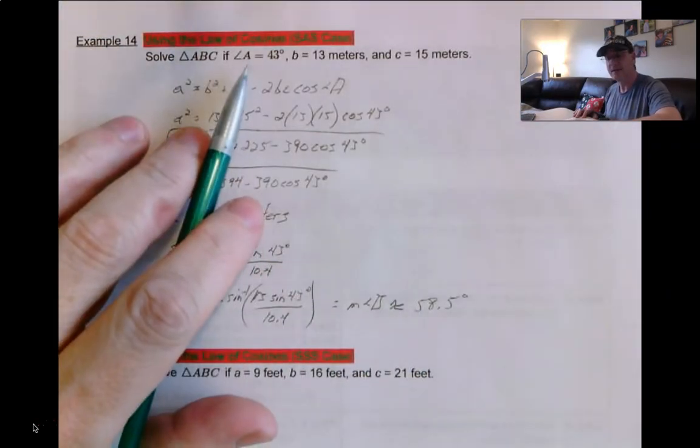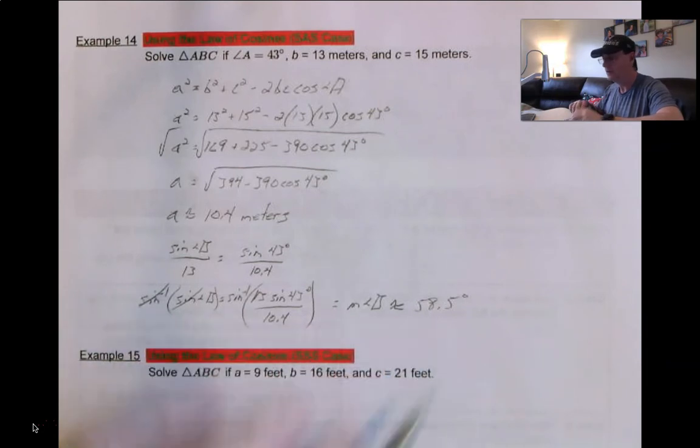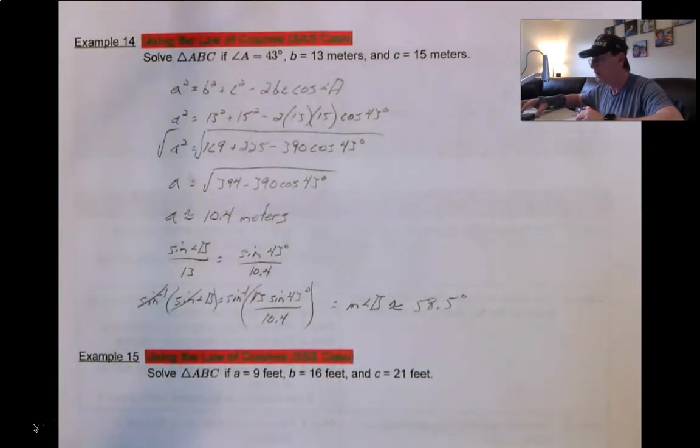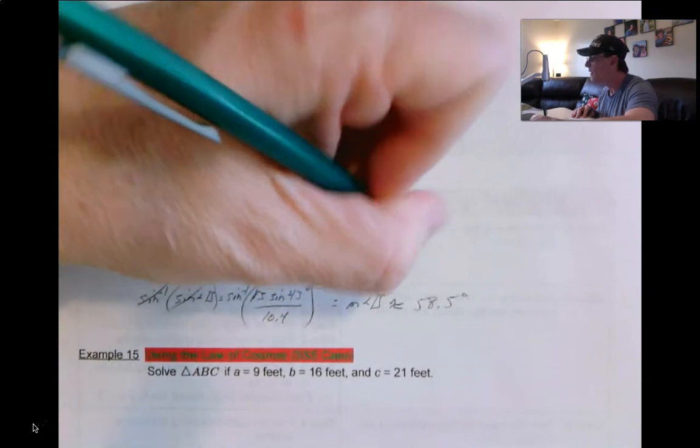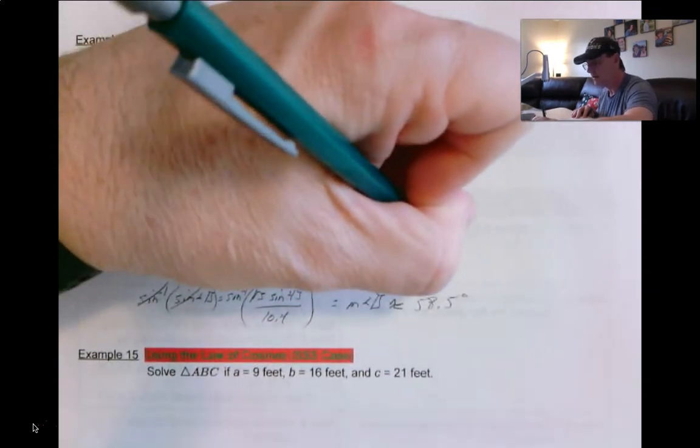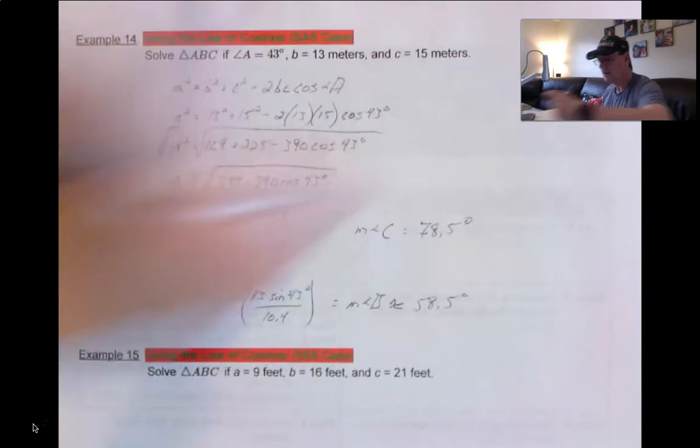Measure of angle C is going to be subtracted from 180. So 180 minus 43 minus 58.5 equals 78.5 degrees. So measure of angle C is 78.5 degrees.